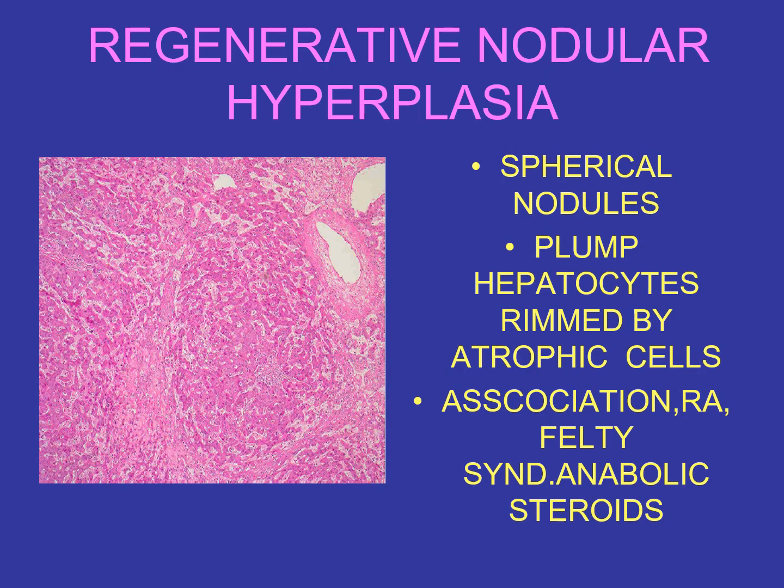The regenerative nodular hyperplasia, as the name implies, is the formation of regenerative nodules. They may occur in a number of conditions. Histologically, they are appreciated as spherical nodules, plump hepatocytes rimmed by atrophic cells. They are associated with connective tissue disorders, for example rheumatoid arthritis, Felty's syndrome, and the excessive use of anabolic steroids. So this may be the etiology of regenerative nodular hyperplasia because of the cell death of the hepatocytes.